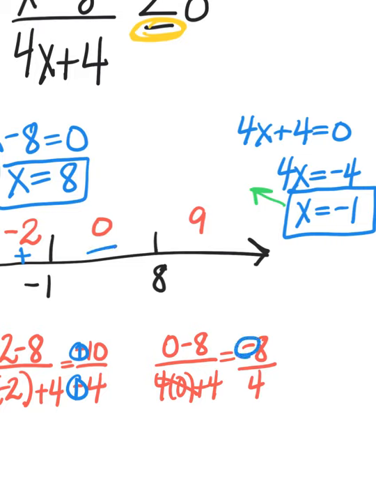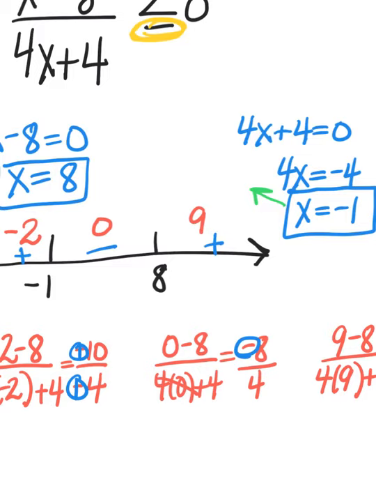And then the last interval, we're going to plug in 9. So 9 minus 8 over 4 times 9 plus 4. So 9 minus 8 is 1. 4 times 9 is 36, plus 4 is 40. So two positive numbers will, of course, give me a positive output.